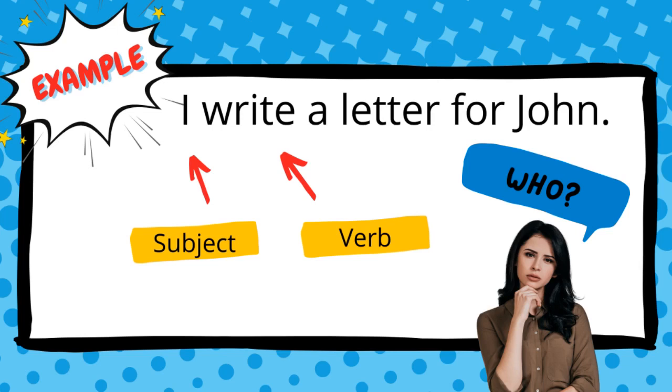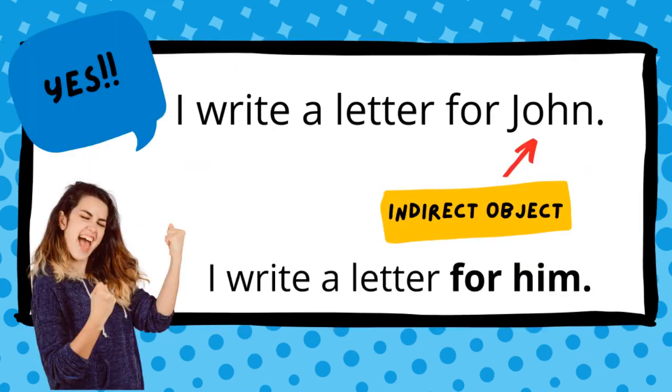Let's look at a quick example. I write a letter for John. So we know that our subject is I and our verb is to write. So who or whom do you write the letter for? You have to ask yourself that who. In this case, we write the letter to John. John now needs to be replaced with an indirect object pronoun. And in English, we can say, I write a letter for him. That him is replacing John, and that is our indirect object pronoun.